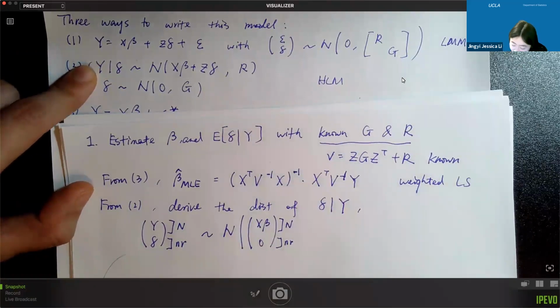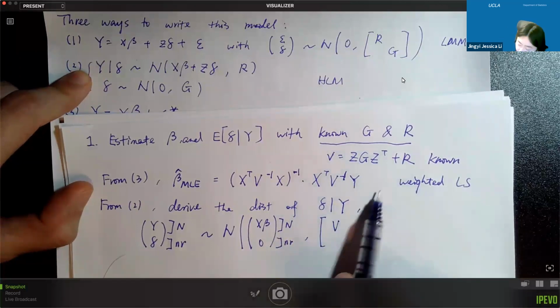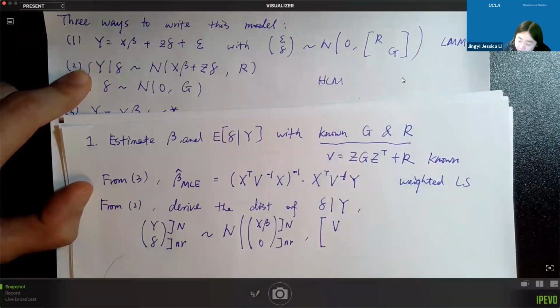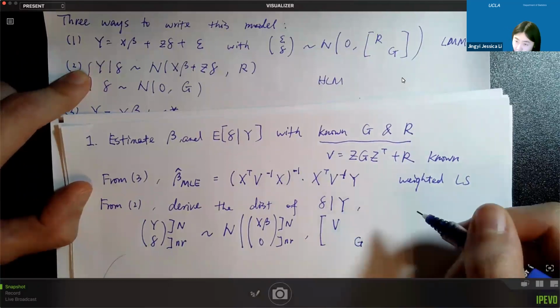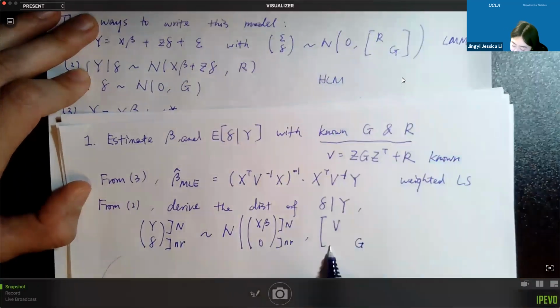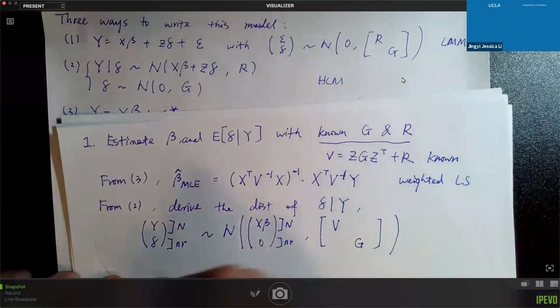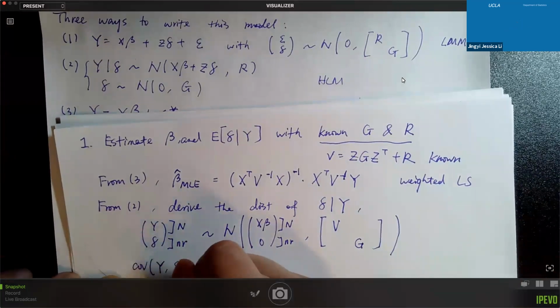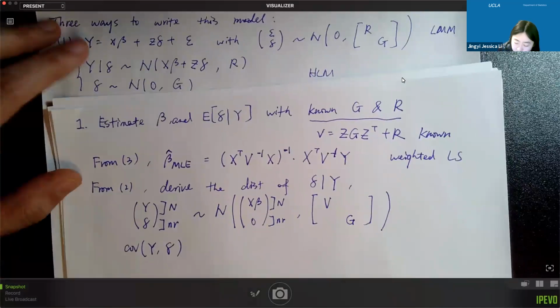Now the covariance matrix. The covariance matrix for y will have two parts. It's just V. I know that y's covariance is V from the third way of writing the model. The covariance of delta is what? It is G. That's what we have from the model. But what's the covariance between y and delta? That's something I need to calculate. So the covariance matrix of y and delta, I need to derive from the model formula from here.